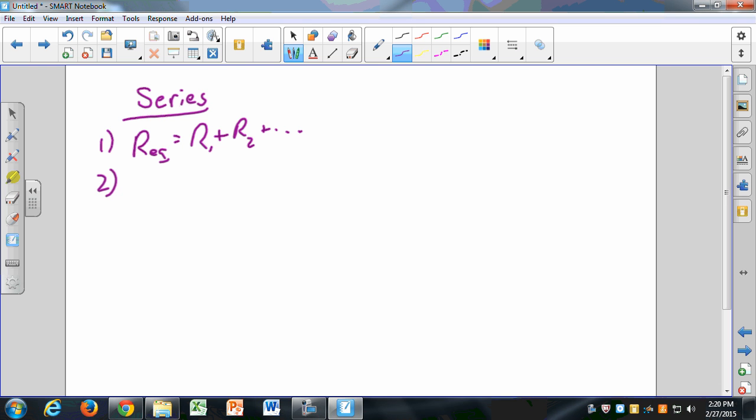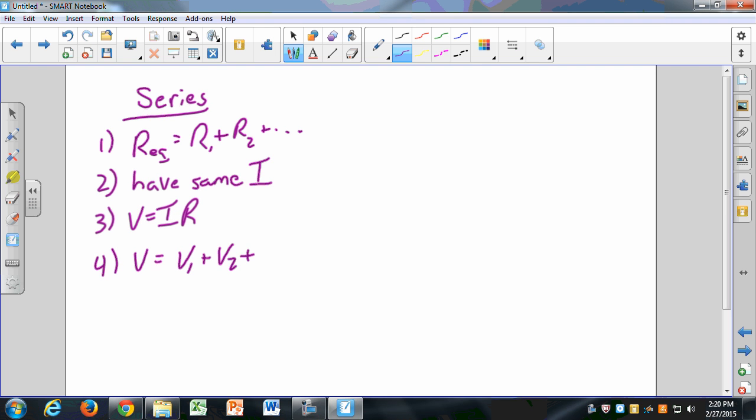Oh, they have the same current. Resistors in series have the same current. Also, V equals IR. That's true for all resistors. And then the fourth one for resistors in series, V is equal to V1 plus V2 plus da da da.